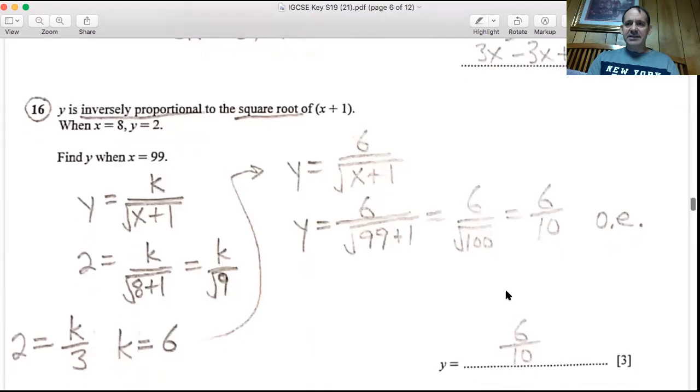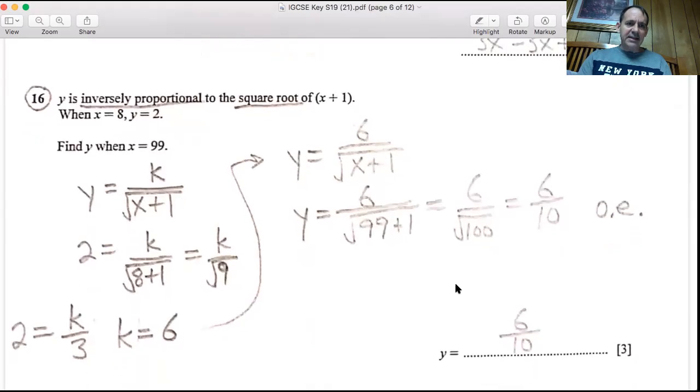Okay, number 16 here. Number 16 is an inverse proportion. So y is inversely proportional to the square root of x plus 1. Now, directly proportional means your constant multiplies. Inversely proportional means your proportionality constant has a division here. So y is, that's our equal sign. Don't forget the proportionality constant, that's the k. You have to put that in yourself.